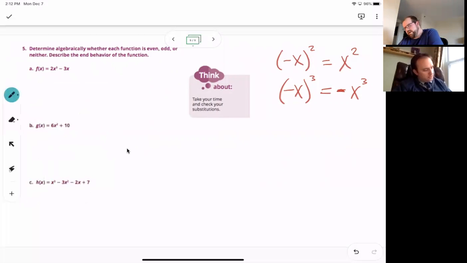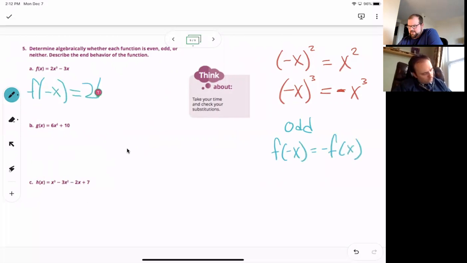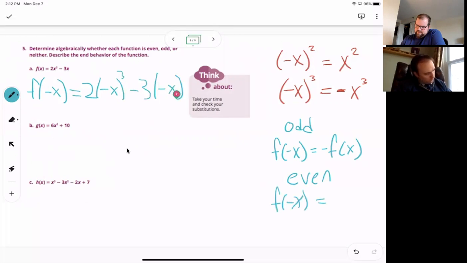The other thing I want to remind us of is that something is odd if f of negative x is the same thing as negative f of x. Something is even if f of negative x is the same thing as f of x.